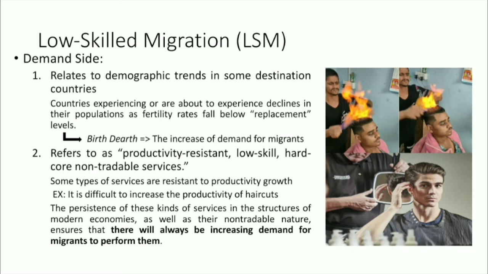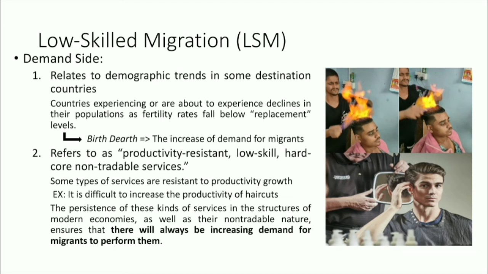The first one relates to demographic trends in some destination countries. It relates to countries experiencing, or about to experience, declines in their population as fertility rates are below replacement levels. It means that the number of babies born is far lower than the number of old people, or seniors, in that country. So there's no replacement for the old generation. This is also known as birth dearth. Because of this, countries that experience birth dearth will see an increase in demand for migrants.